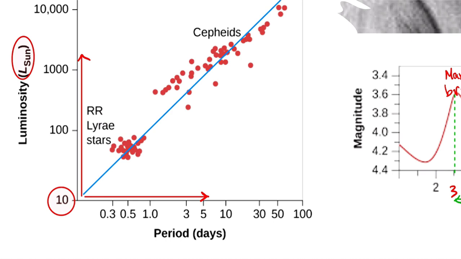And this will be represented throughout our work as L0, the luminosity of the Sun, which is around 3.83 times 10 to the power of 26 watt.